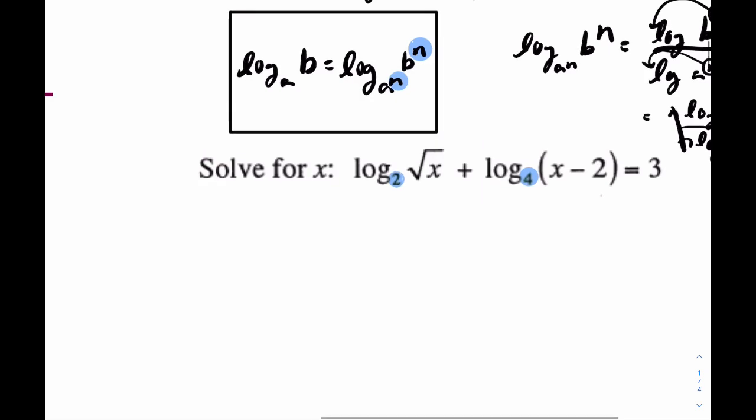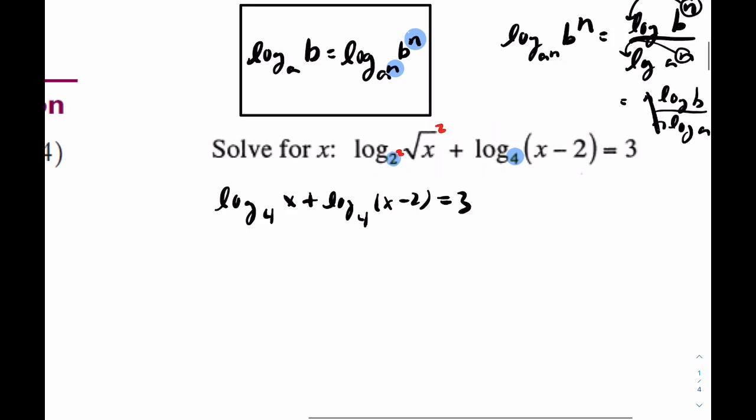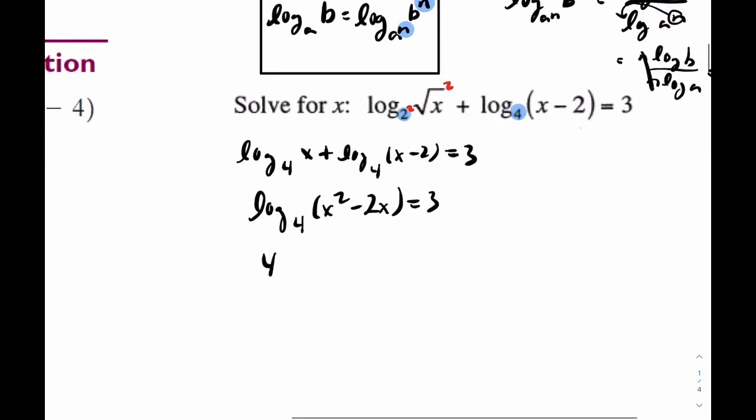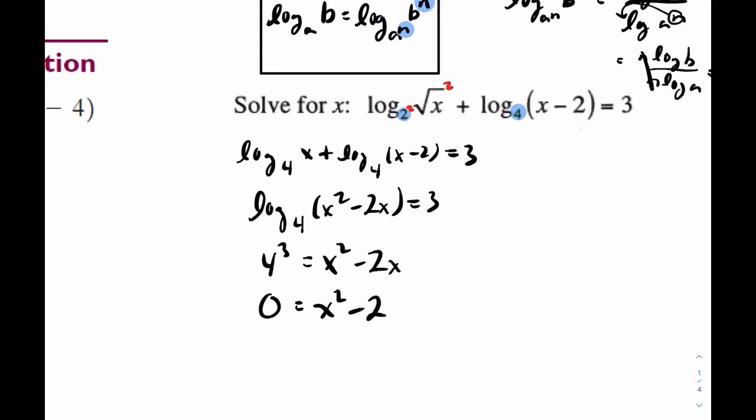So for this problem, it's pretty easy to fix it, right? I need 2 to go to 4, so I'm going to square both of those. Now look at the problem. It's trivial. Now the bases match, it's like everything else we've done today. Combine the left side, that's x squared minus 2x. Let's convert this to exponential form. 4 to the third equals x squared minus 2x. So 0 should equal x squared minus 2x minus 64.